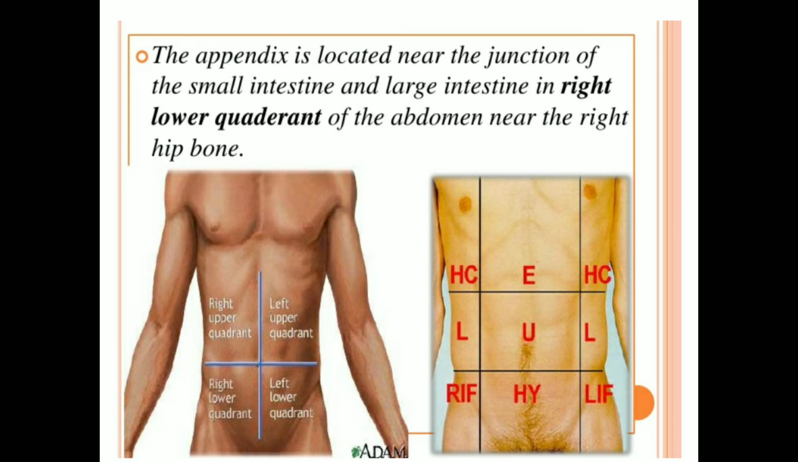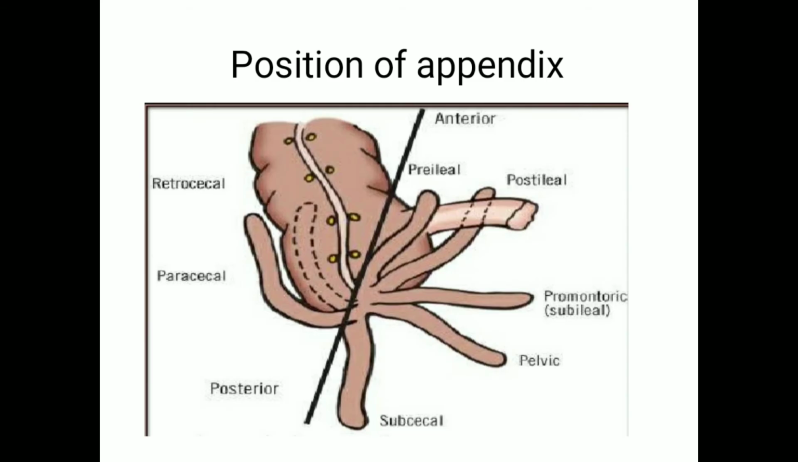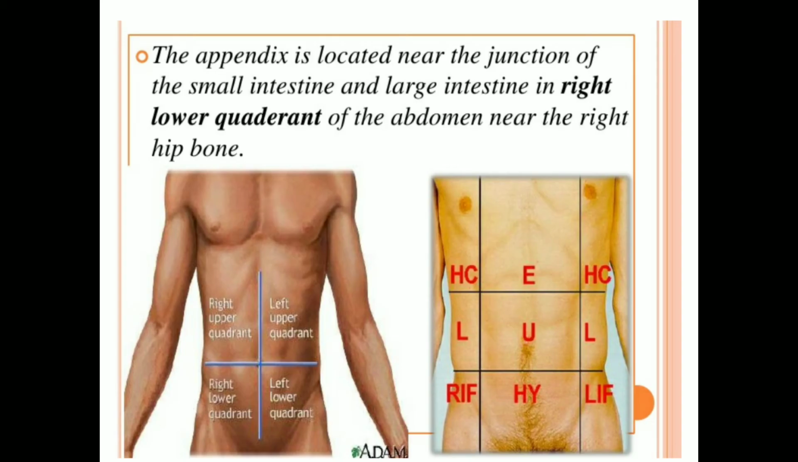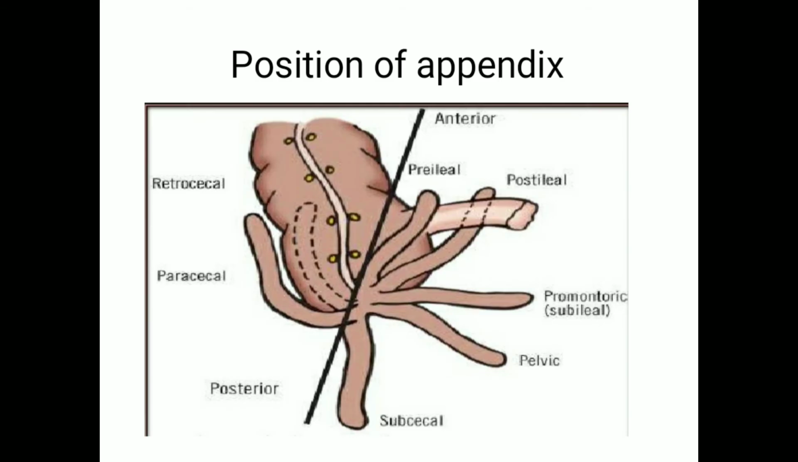This is where the location of the appendix is. It lies in the right lower quadrant of the abdomen near the right hip bone. This is the ninth quadrant of the abdomen you are looking at here. There are different positions of the appendix, and they are named based on the different positions.